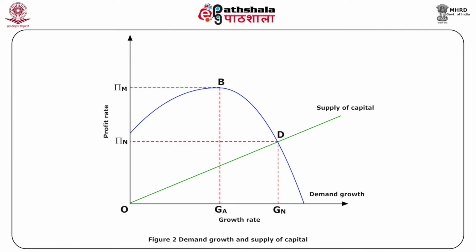The supply capital curve is a function of the firm's capital raising ability needed to finance growth, which varies with the level of profits earned. Firms find it easier to raise capital if the rate of profits earned is higher, whereas it becomes more difficult for them to raise capital with a falling rate of profits. As given in figure 2, the supply capital curve is a linear function of growth and shows the maximum achievable growth rate by the firm to be Gn, the point of intersection D of demand and supply curves.